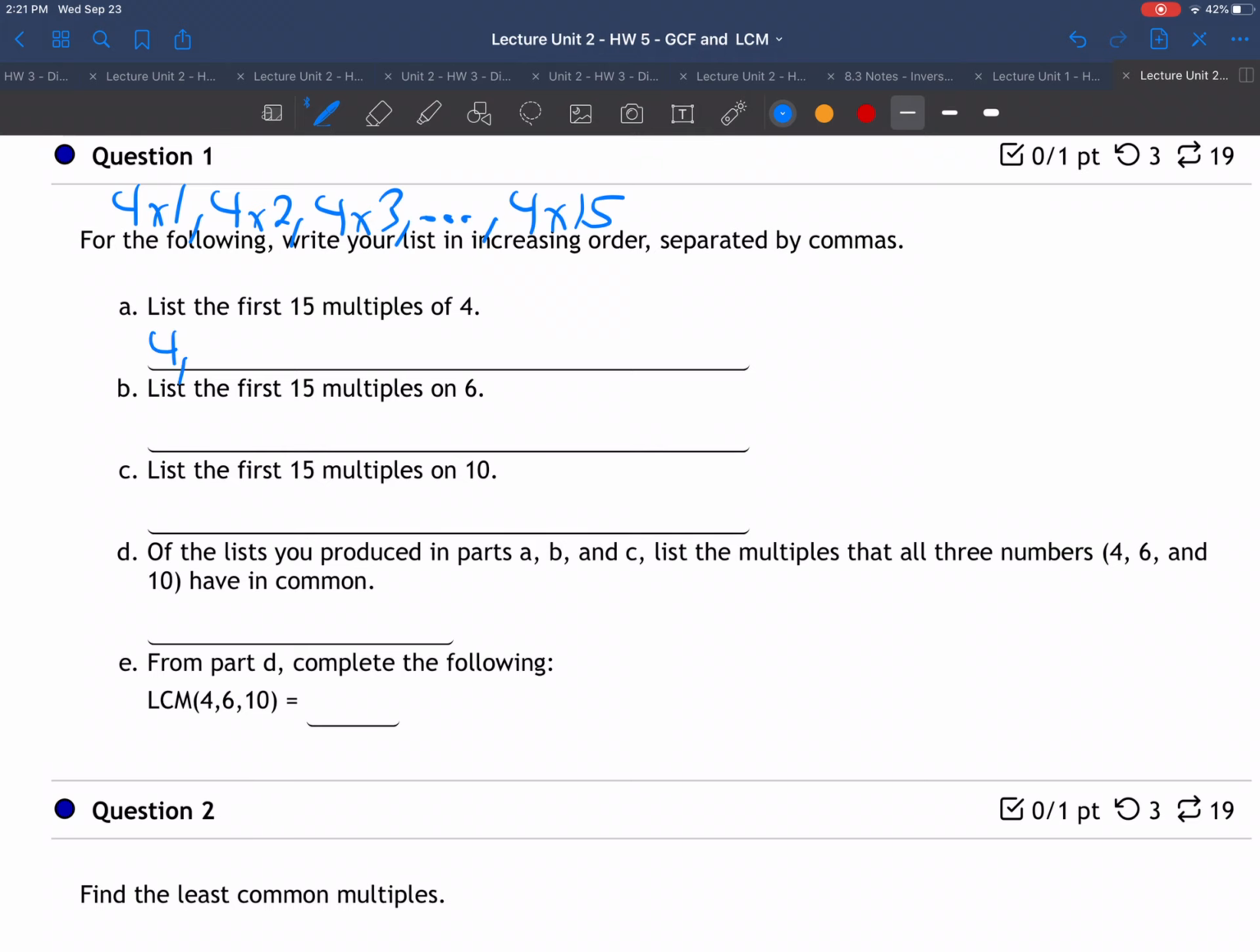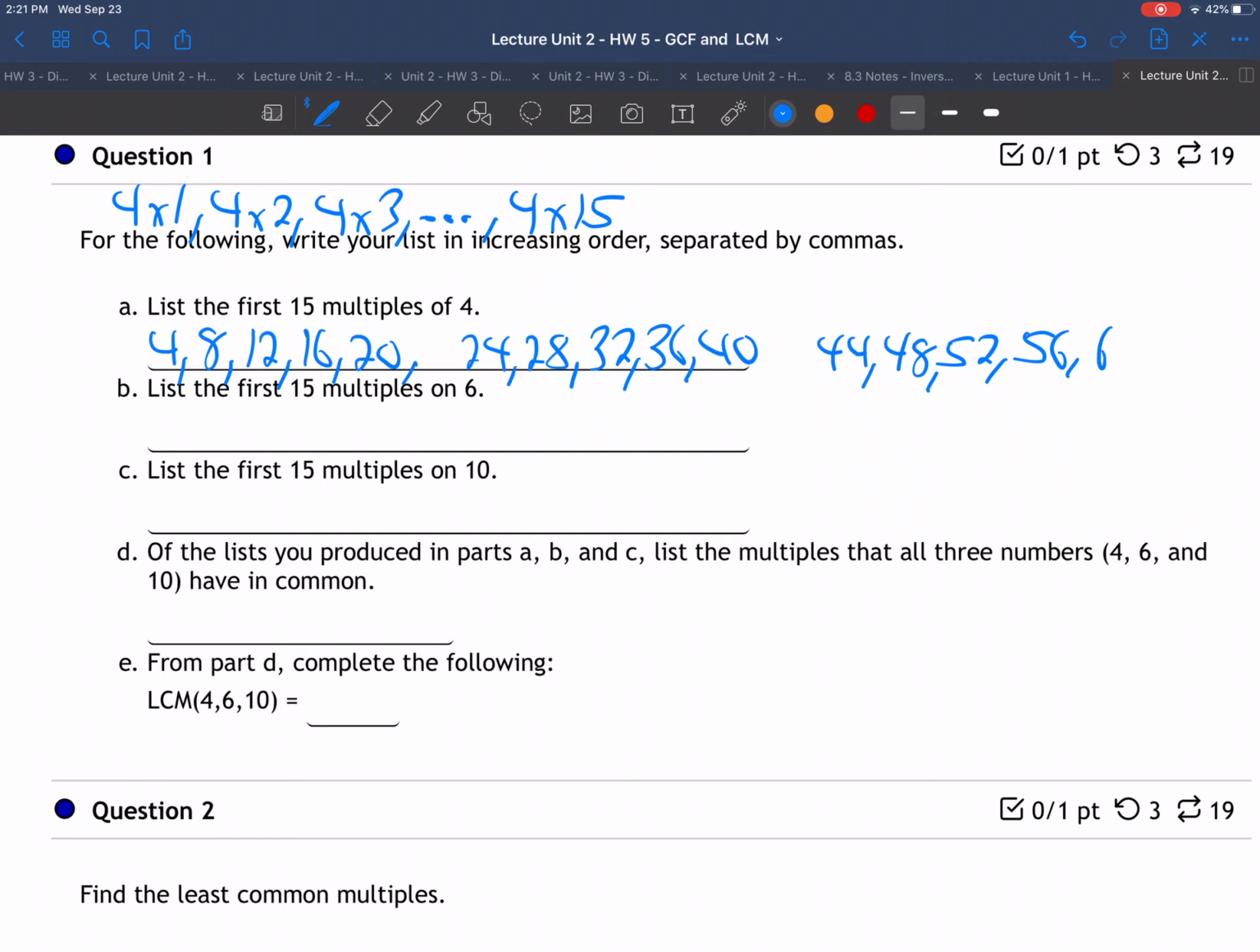So that's going to be 4, 8, 12, 16, 20. There's the first 5. I'm going to have a little space so I remember. 24, 28, 32, 36, 40. And then 44, 48, 52, 56, 60. So there's the first 15 multiples of 4.